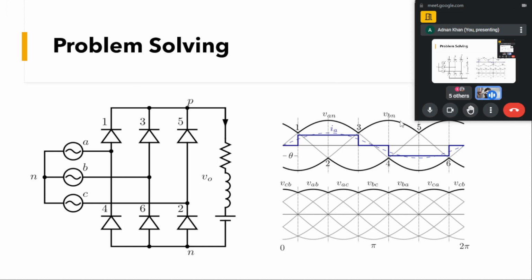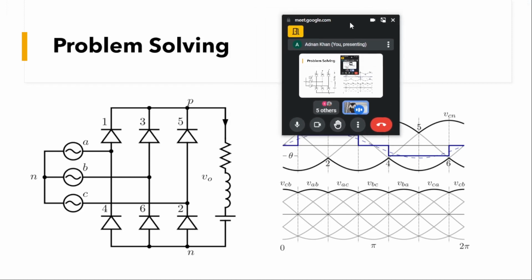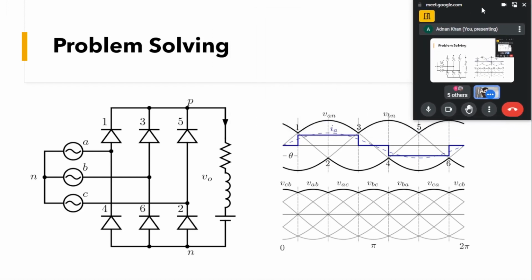For 3 to 5, B phase has the highest potential, as such diode 3 will start conducting, and for 5 to 1 you can see that C phase has the highest potential, so diode 5 will start conducting. So what we see here with 1, 3, 5 are the points of natural commutation: from point 1 diode 1 will start conducting, from point 3 diode 3 will start conducting, and from point 5 diode 5 will start conducting.